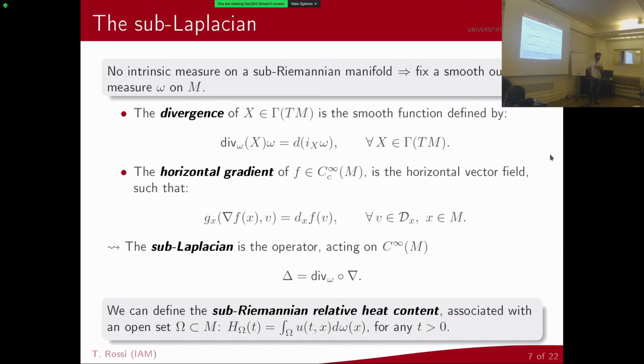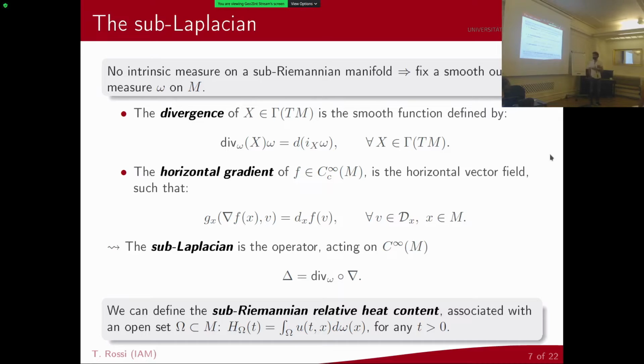And then we can, of course, compute the divergence of vector fields in this way, using the Lie derivative. And we can also define the horizontal gradient, directly generalizing the Riemannian gradient by duality with the differential of a function f, but computed only on the distribution. And so finally we have this sub-Laplacian operator, which is the divergence computed with respect to small omega after the horizontal gradient. This operator has good spectral properties. In particular, it is symmetric in L2 and negative. Moreover, if the manifold M is complete, then it is also essentially self-adjoint. And so we have the heat semigroup, and we can define the solution to the Cauchy problem.